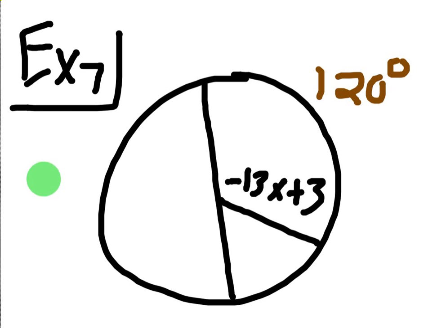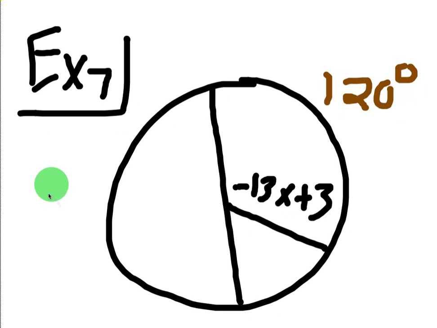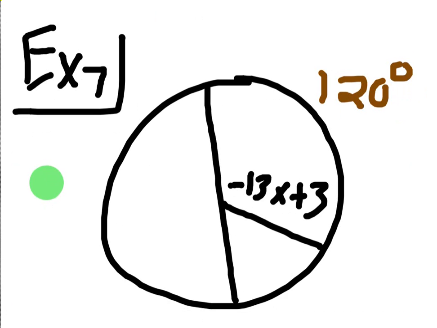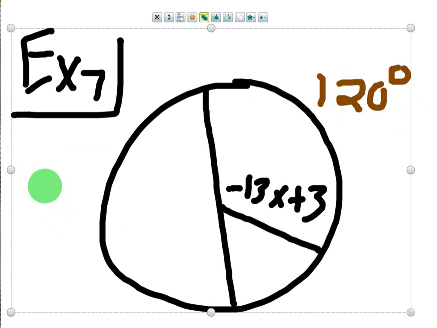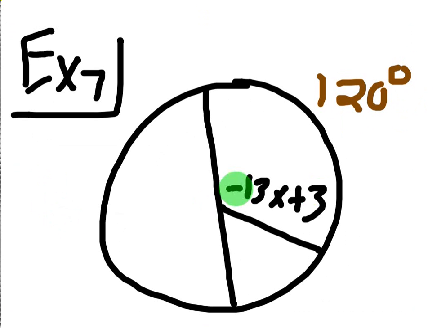Okay, so we're going to start out with an easy one. If we're just solving for x, then for the first one, all you have to do is take this angle, okay? It doesn't have this on the worksheet, but the negative 13x plus 3 is that angle right there. And so who can tell me how that relates to the 120?